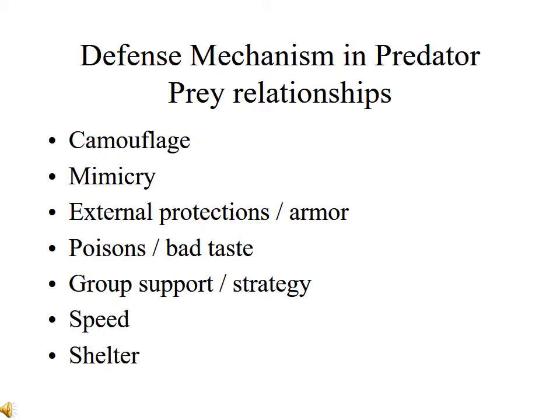Now, let's look at some defense mechanisms in predator-prey relationships. Many of these are obvious: camouflage, mimicry, external protection, armor, poisons, bad taste. All of us are familiar with the bad taste that we've seen when a dog is trying to eat a frog.